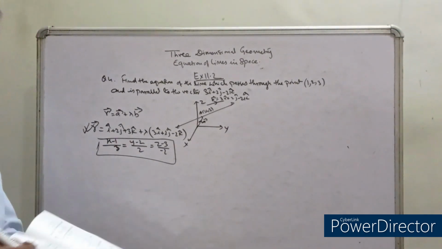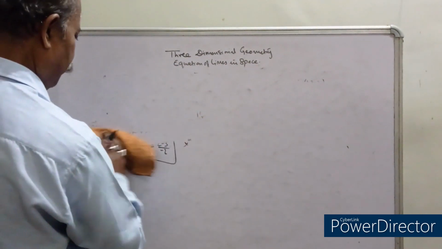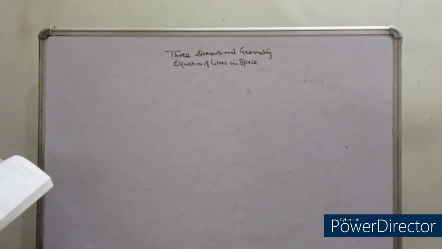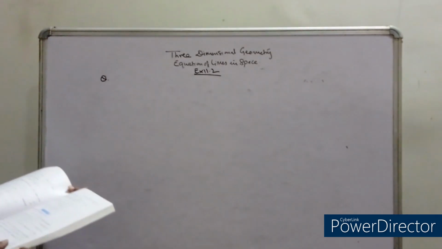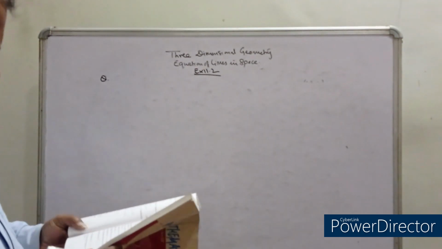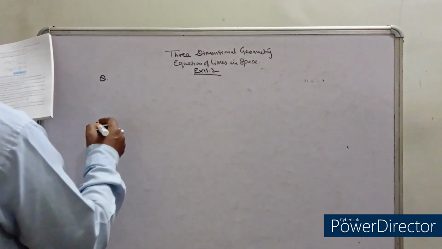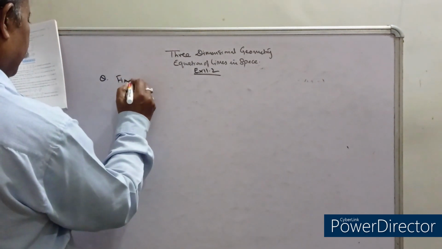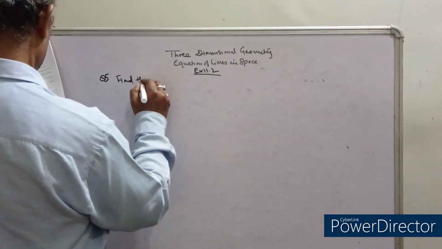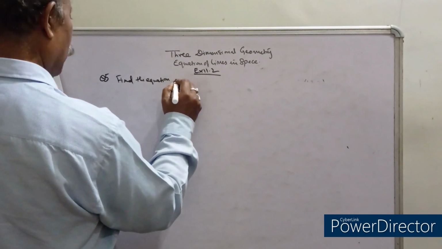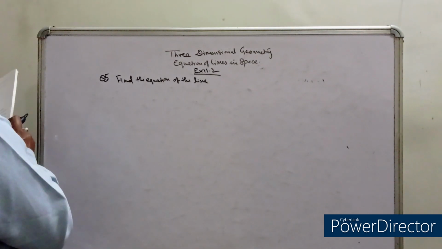So now question number 5. You see exercise 11.2 question number 5. Find the equation of a line in vector and Cartesian form that passes through the point with position vector this and is in the direction. You have to express it in Cartesian form. The question is: find the equation of the line in vector form and in Cartesian form.